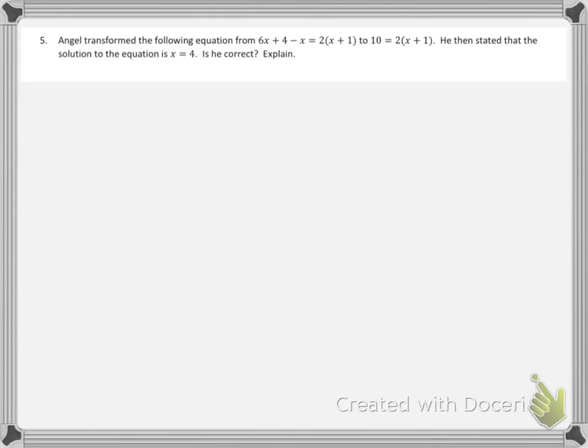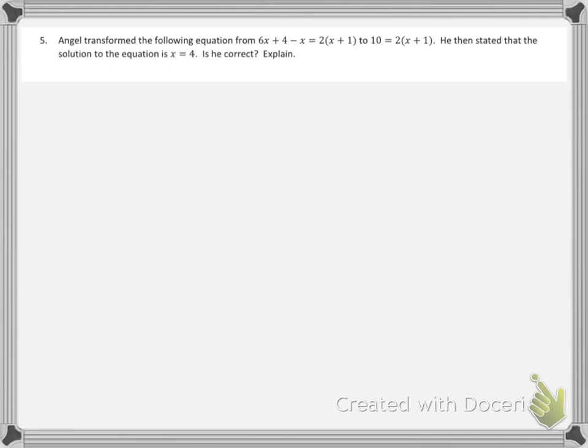All right, number 5. Angel transformed the following equation, 6x plus 4 minus x equals 2 times the quantity x plus 1, into 10 equals 2 times the quantity x plus 1. He then stated that the solution to the equation is x equals 4. Is he correct? Well, first we have to see if Angel transformed the equation properly.